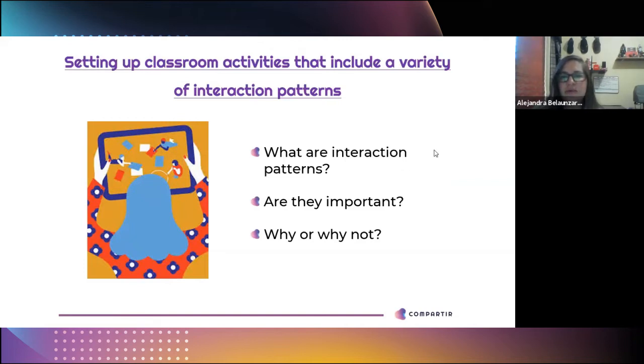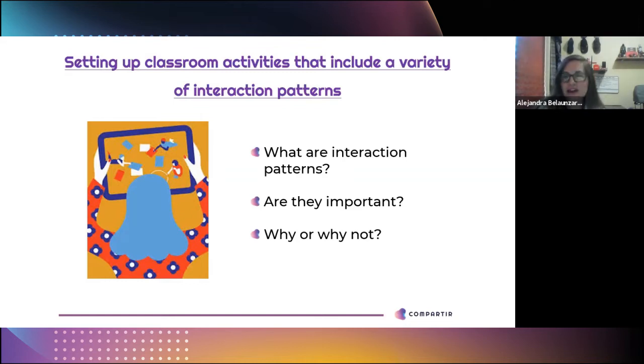And do you think that it's important to have a variety of interaction patterns? Yes, why? Why do you think it would be important for them to be changing the interaction pattern in which they are working throughout my class? So they can interact, they can work with different people, practice different skills, and also, exactly, that's what I'm going to say, to keep the interest, so they don't get bored.